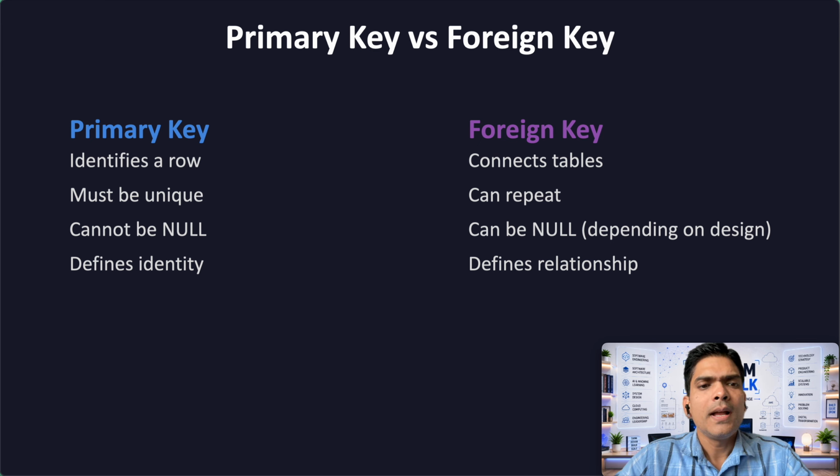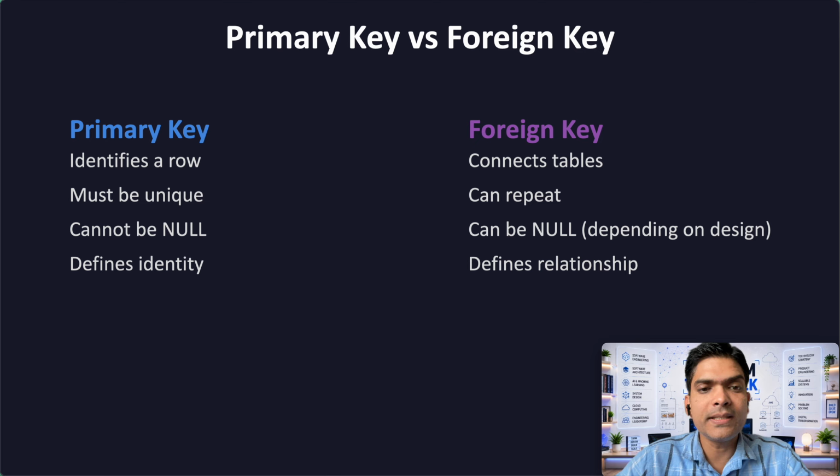Here is an easy way to remember the difference. A primary key answers the question, who are you? It identifies a specific record. A foreign key answers, who are you connected to? It establishes a relationship with another table.